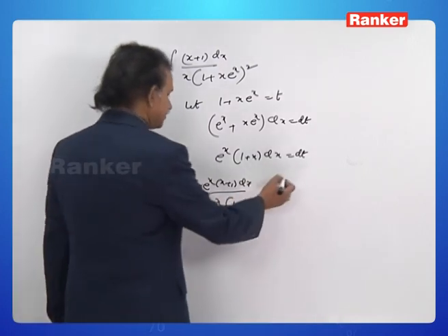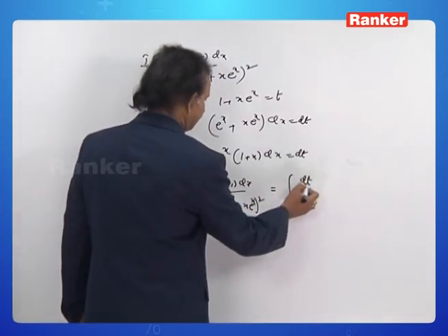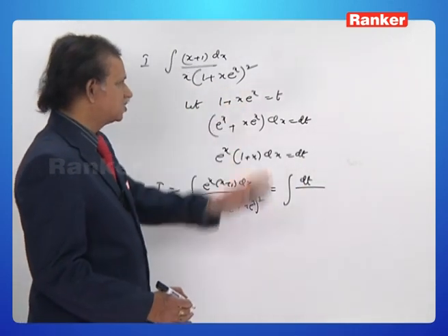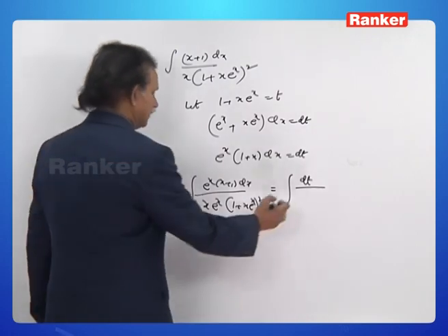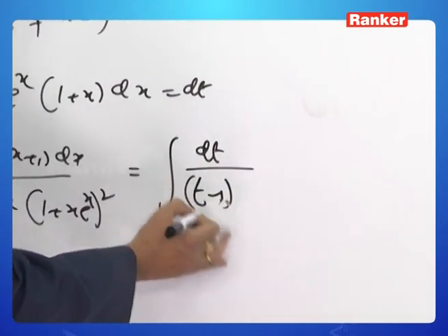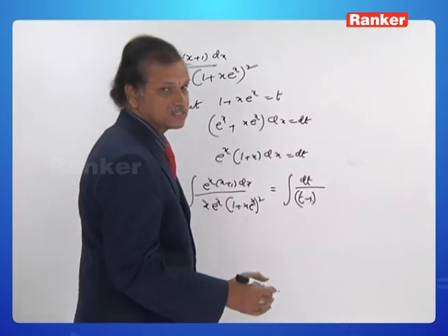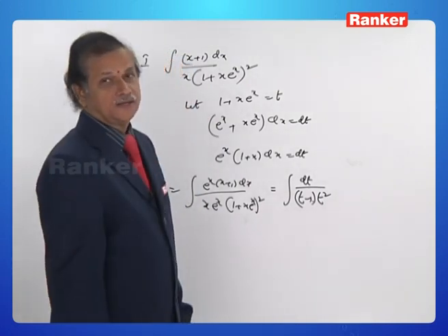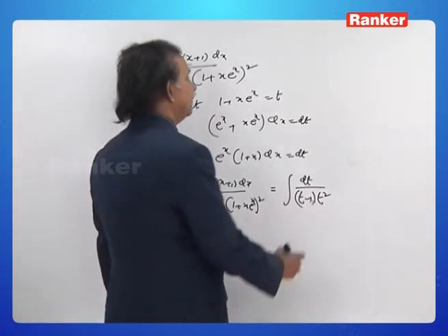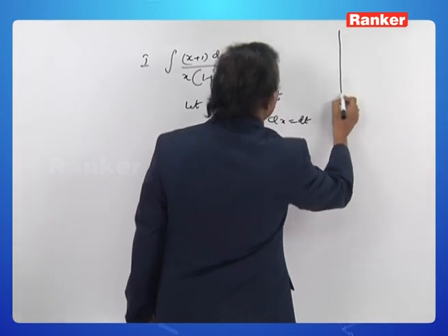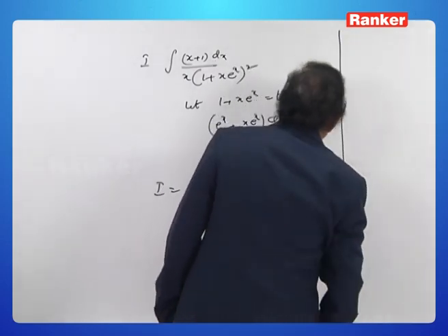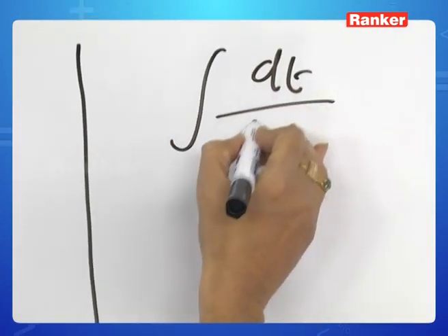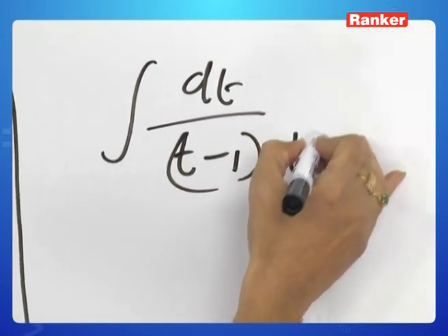What is e power x into x plus 1 dx? It is dt by, what is x e power x? You see, 1 plus x e power x is t, hence x e power x is t minus 1. t minus 1 into what is 1 plus x e power x? It is t square. Hence, the problem is now thrown into the model of partial fractions, that is dt by t minus 1 into t square.